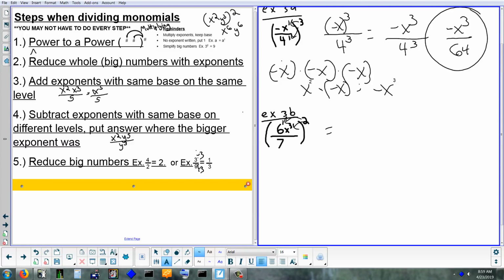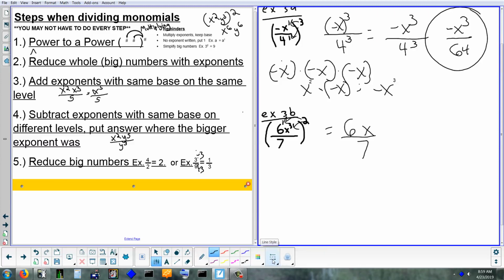Do the bases stay the same? Do the bases change at all when I do power to a power? No. So, even before I do my power to a power, what are the 2 bases that are going to be on the top? 6 and x. What's the base that's going to be on the bottom? 7. Perfect.